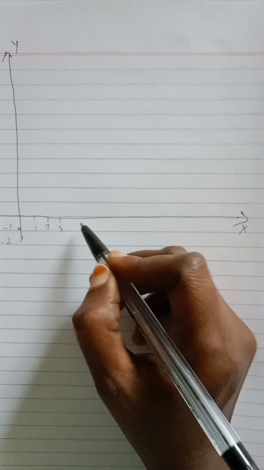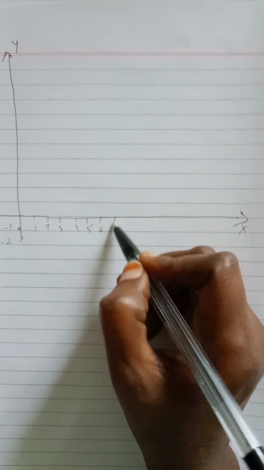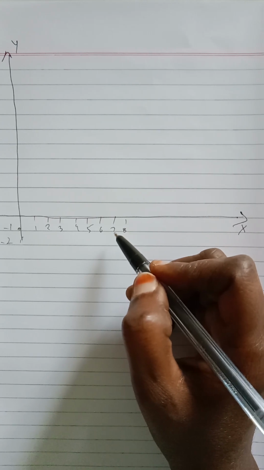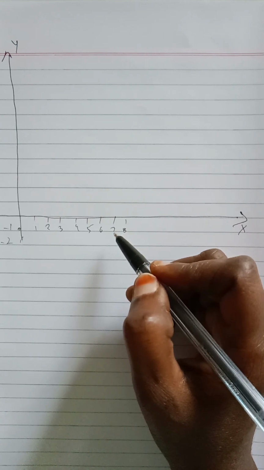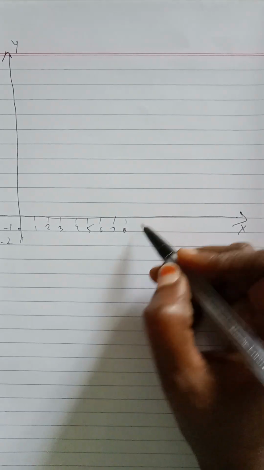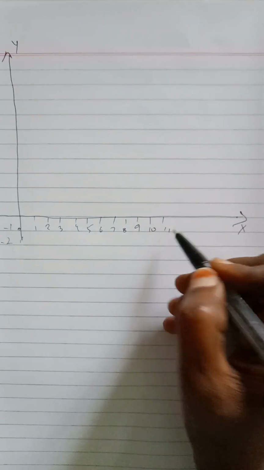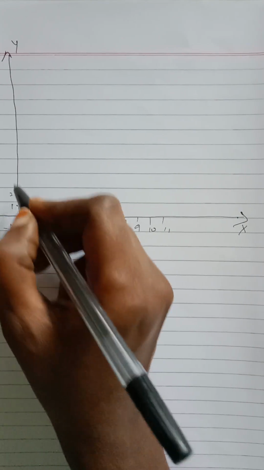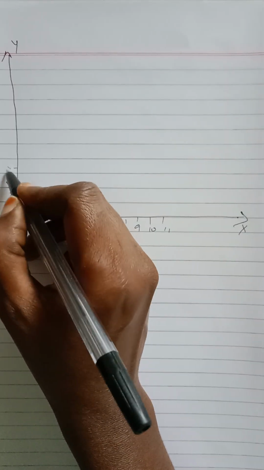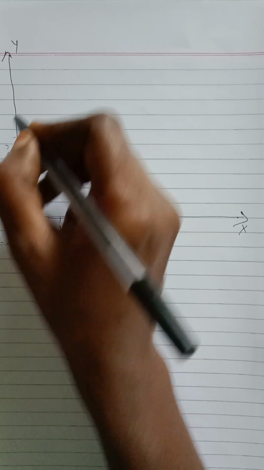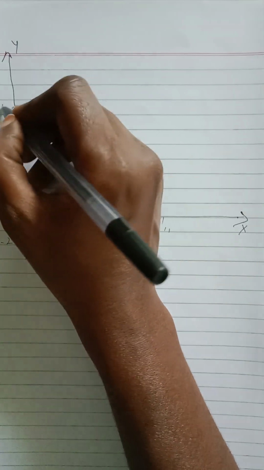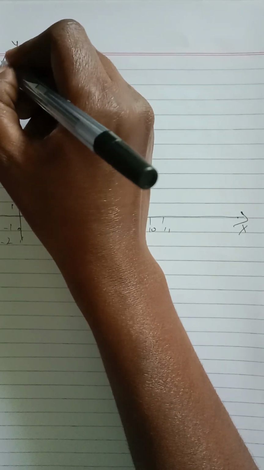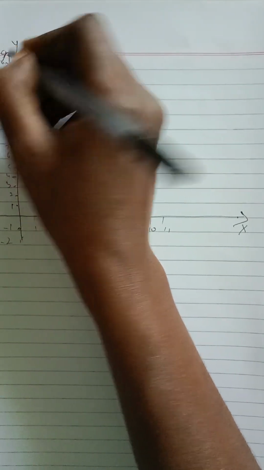1, 2, 3, 4, 5, 6, 7, 8. So the x value maximum will be 11, so 9, 10 and 11, and then the y value maximum will be 15. So 3, 4, 5, 6, 7, 8, 9, 10, 11, 12, 13, 14, and then see this is 15.